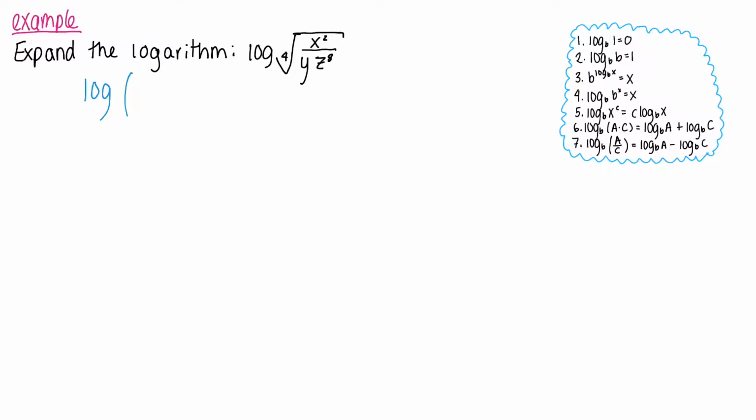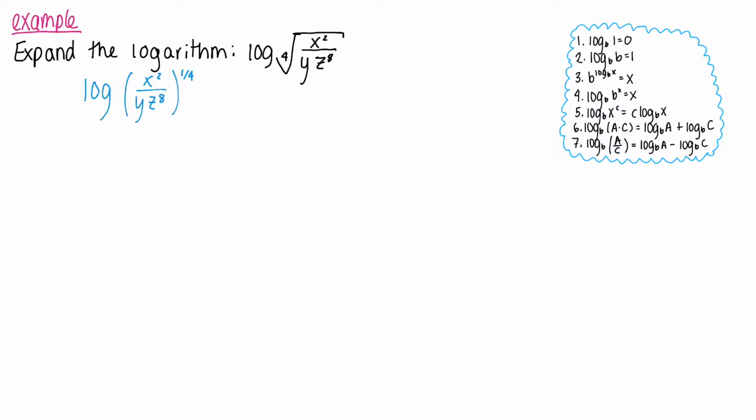Taking the 4th root of something is the same as being raised to the 1/4 power. So this is the same thing as x squared over y z to the 8th, all being raised to the 1/4 power. There are so many different directions you can go at this point.